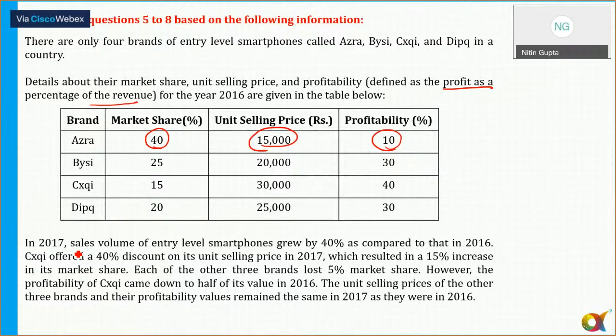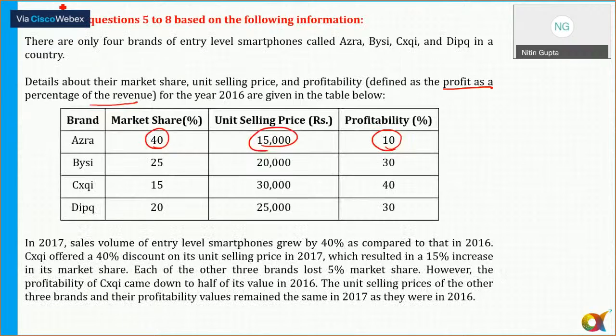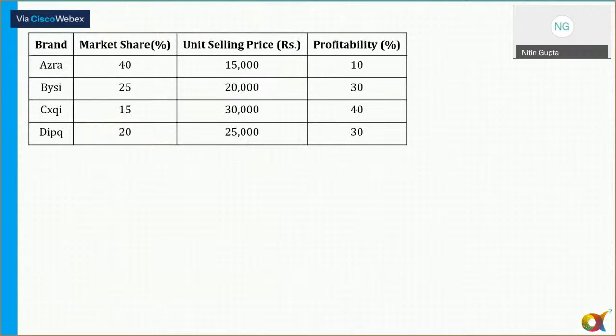So let's first of all analyze the data for 2016. Yes, so this is the data for 2016. I'm assuming, let's say, the total market is of 100 units only. If it is 100 units, it means Azra is 40 units, Bicey is 25 units, CXQ is 15 units, and DipQ is equal to 20 units.